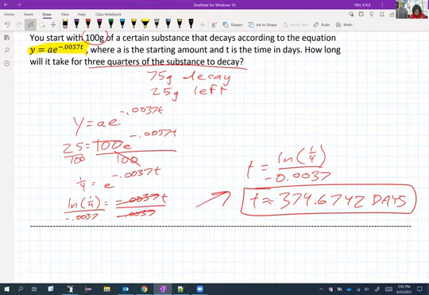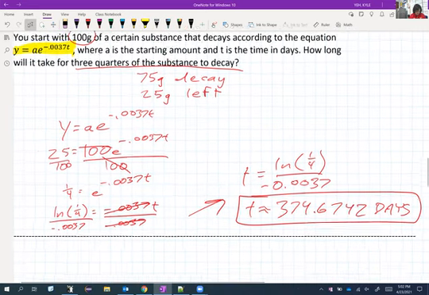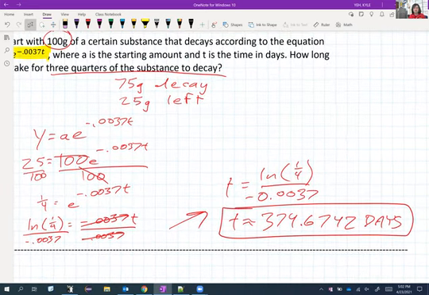And based on my work, I'm getting approximately 374.6742 days. All my work is on the screen there. You can compare it to your own, see if it matches. The final answer in terms of logs, t equals natural log of 1/4 over negative 0.0037.